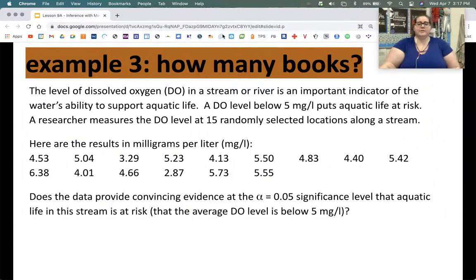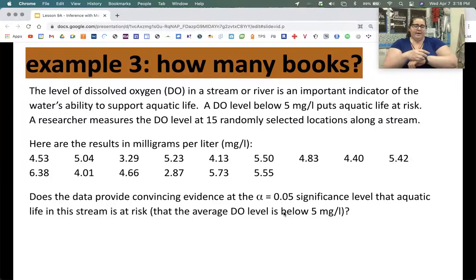And we have the results. All of these numbers are milligrams per liter for each of those 15 locations. Does this data provide convincing evidence at the alpha 0.05 significance level that aquatic life is at risk? Meaning, do we have evidence that the average is below 5 milligrams per liter?